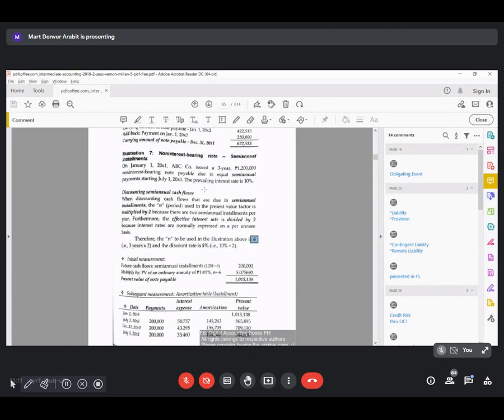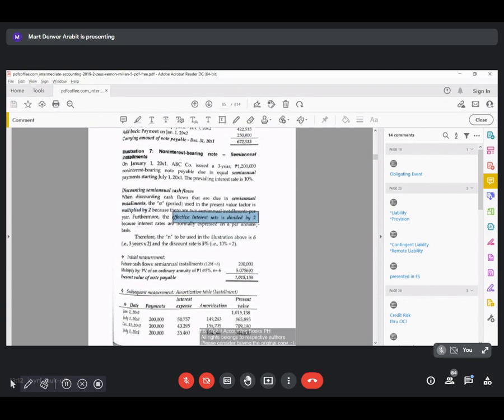Discounting semi-annual cash flows. So when discounting semi-annual cash flows, the end period used in the present value is multiplied by 2 because there are 2 semi-annual installment payments per year. Furthermore, the effective interest rate is divided by 2 because interest rates are normally expressed on a per annum basis. Unless stated na yung interest is semi-annual, you have to divide yung effective interest rate by 2. Okay?